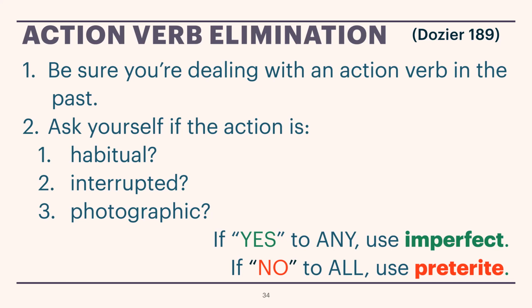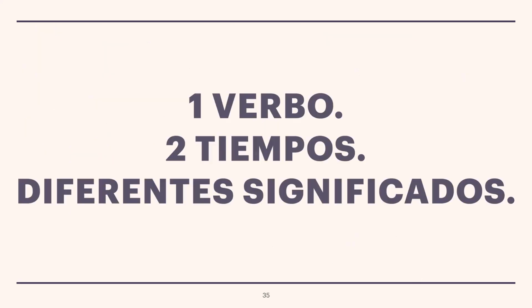So again, just restating for a different way to understand it. Action verbs almost always in the past use the preterite. So if it's not habitual, not interrupted, not photographic, then use the preterite. But if it is any one of those 3, and it's in the past, then use the imperfect conjugation.